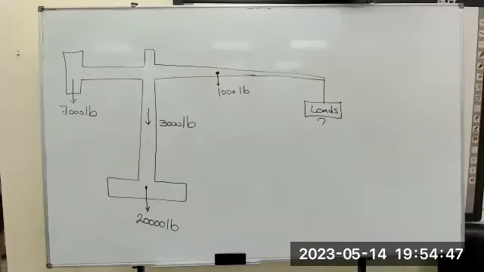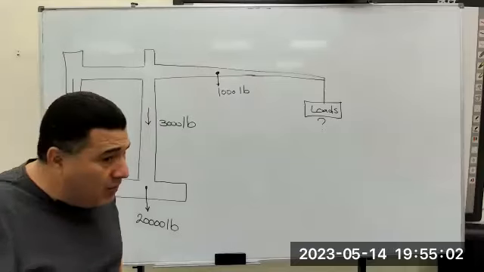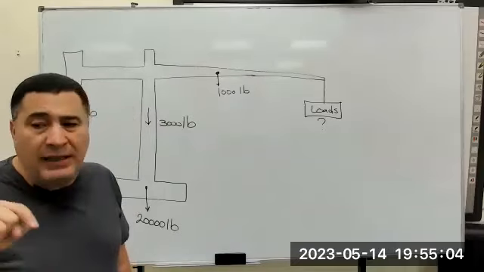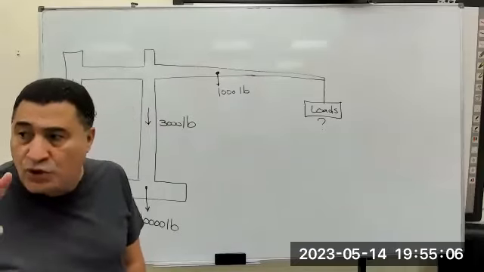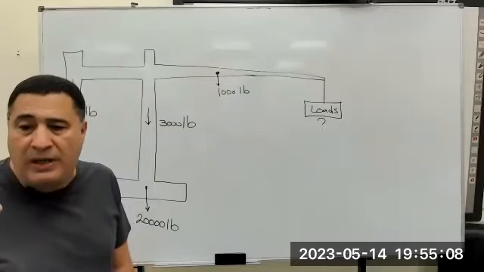Equilibrium. If this system is under equilibrium, what should be the sum of all forces in the x direction? It should be equal to 0. Sigma y, all the forces in y, should be 0. And any moment at any point should be equal to 0.